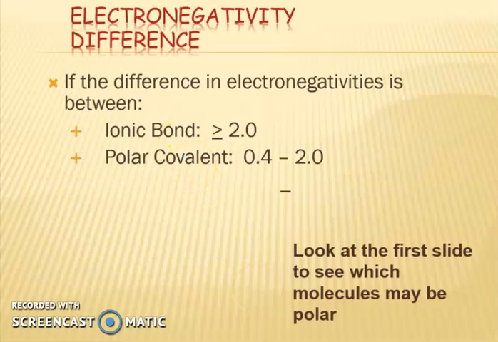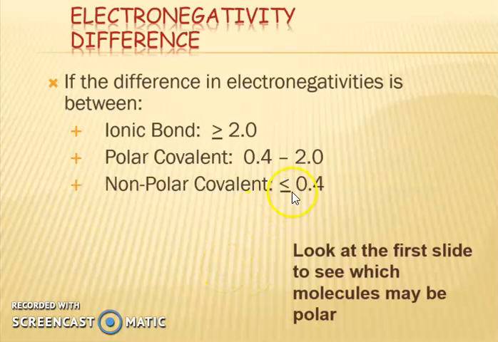Okay, and then we got one more, which is nonpolar covalent. So if it is equal to 0.4 or less, then that means it is going to be a nonpolar covalent one. This is the only one that is nonpolar. The other two are polar. Yeah, I repeat myself once in a while. Anyways, let's go ahead and do an example.